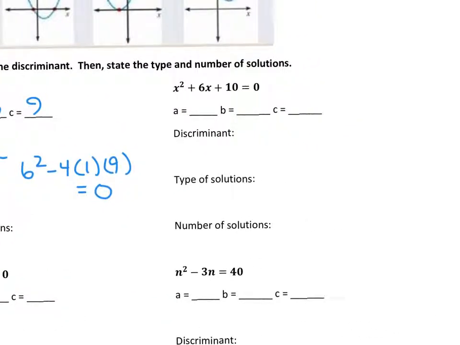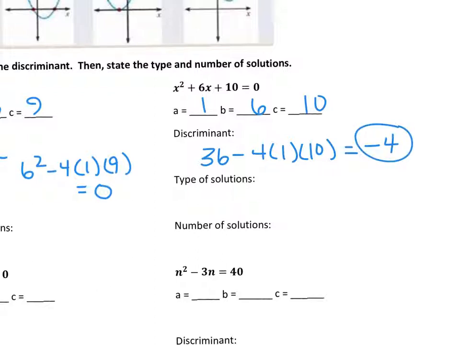Okay, we'll do this one. So a is 1, b is 6, c is 10. So it's going to be b squared, 36, minus 4 times 1 times 10. So the discriminant is negative 4. So the type of solutions is going to be imaginary because the number is negative, and there's going to be two imaginary solutions.